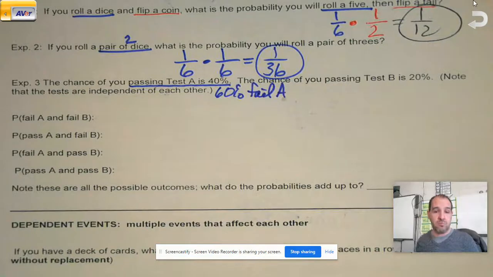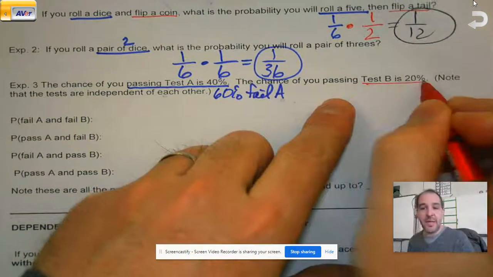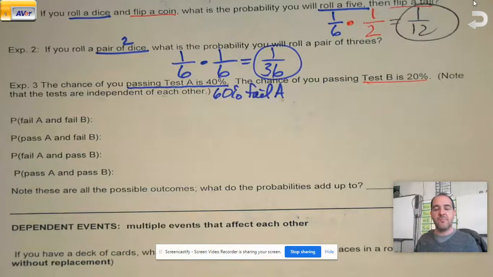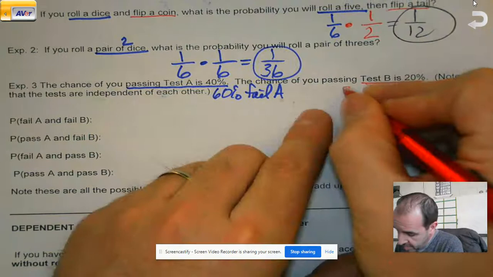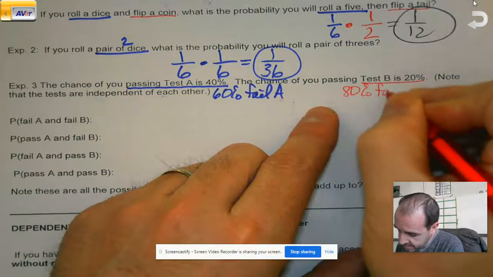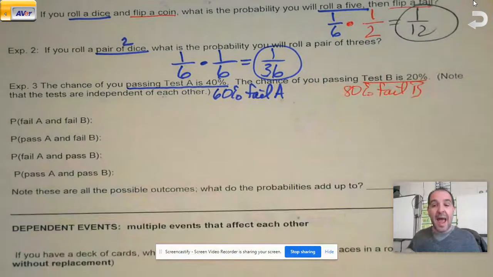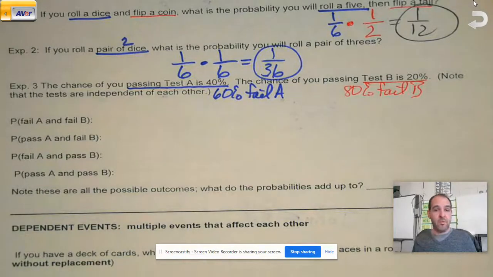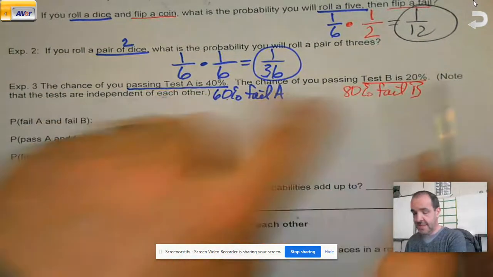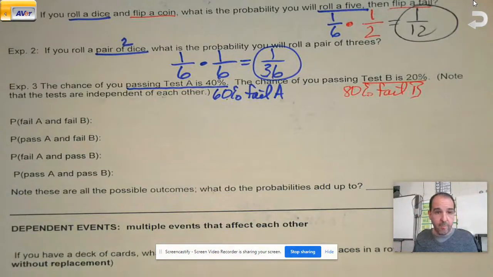I would write that out and have it in front of me. The chance of you passing test B is 20%. Same question. If 20% passes, what percent fails out of 100? 80% fails B. Now I have every option. The only options you have on a test is pass or fail. Adds up to 100, adds up to 100. Okay, now I'm ready to go.